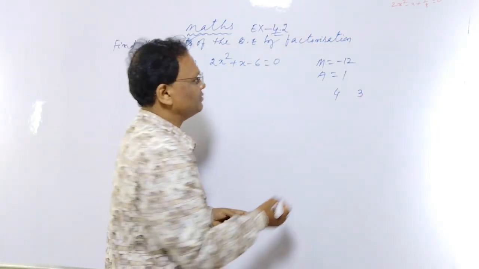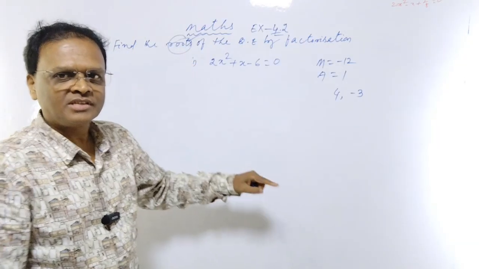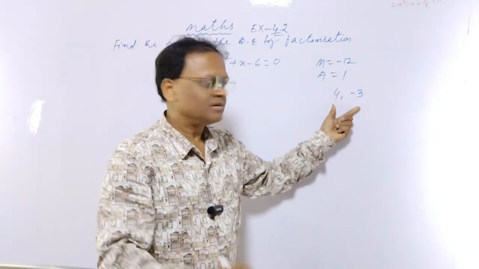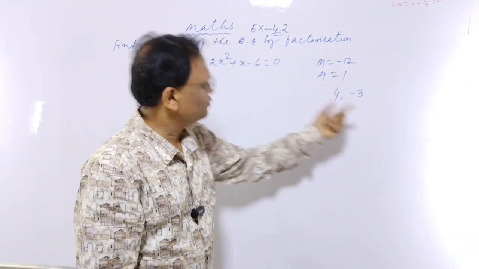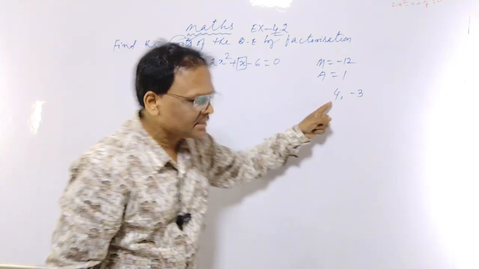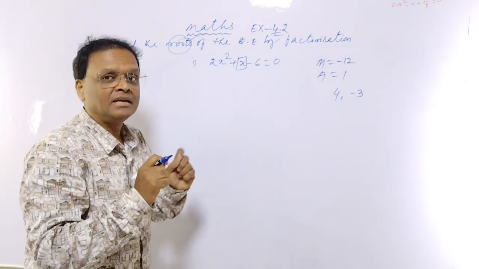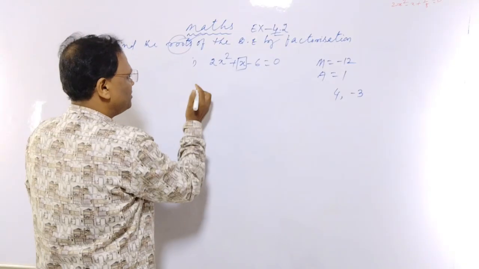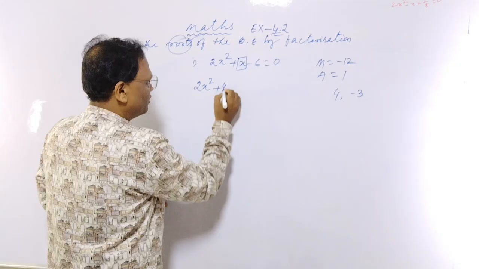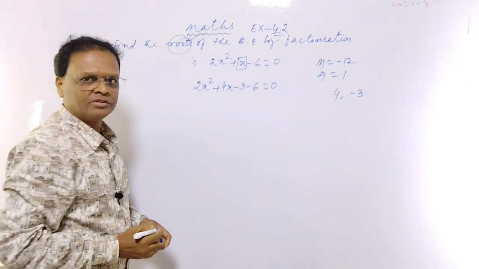नाउ चेक द साइन केयरफुली. 4 minus 3, 4 3s are 12, minus 12, that is multiplication of minus 12, and 4 minus 3 is 1. Yes, addition is 1. Now these two you just write here. Instead of this middle term, I'll write these two, and this is called the factorization by splitting the middle term. अब हम middle term को split कर रहे हैं. 2x square plus 4x minus 3x minus 6 equals to 0.